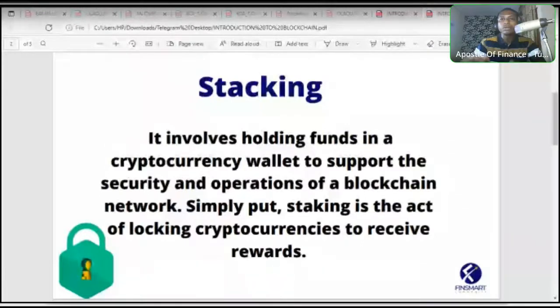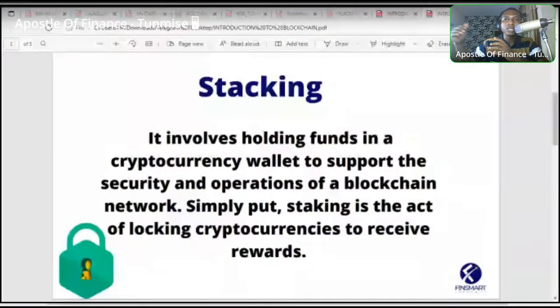Sorry, there's a mistake, it's not stacking, it's staking. Staking comes from a consensus mechanism called proof of stake. In blockchain, there are different types of consensus mechanism. We have proof of work, on which Bitcoin and Ethereum operate, and then we have proof of stake, on which other coins like Solana, Luna, Atom, Osmosis, and others operate.